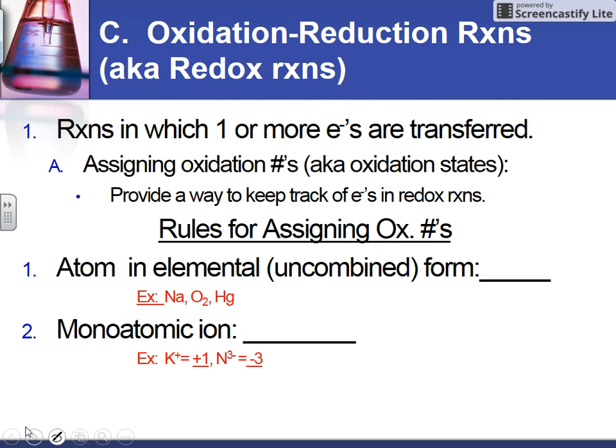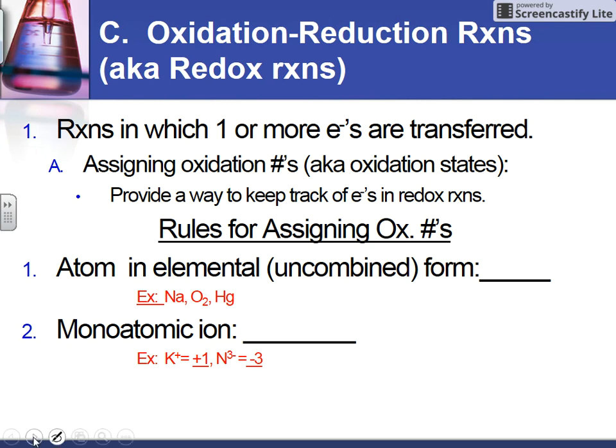Oxidation-reduction reactions are referred to as redox reactions because they occur hand in hand. If there's an oxidation reaction occurring, there's a reduction process also taking place. These are reactions in which one or more electrons are transferred. So in order to figure out who the electrons are transferred to and where they came from, we do need to understand the rules for assigning oxidation numbers. These are also referred to as oxidation states. These provide us a way of keeping track of the electrons in the redox reactions.